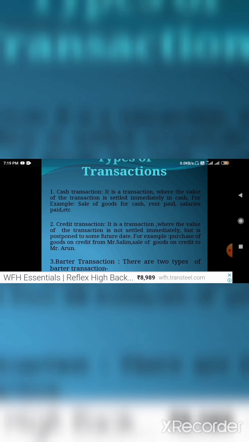So he has purchased goods on credit from Salim, so in future he will pay. Likewise, the sale of goods on credit to Arun. Next type of transaction is barter transaction.